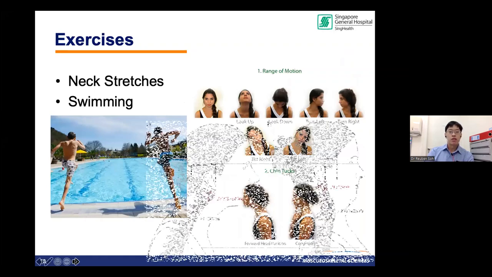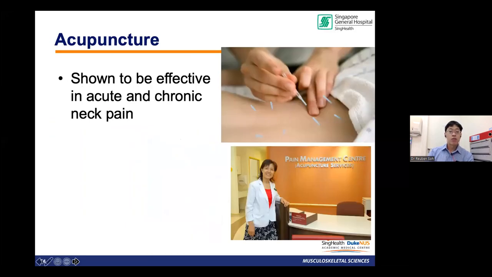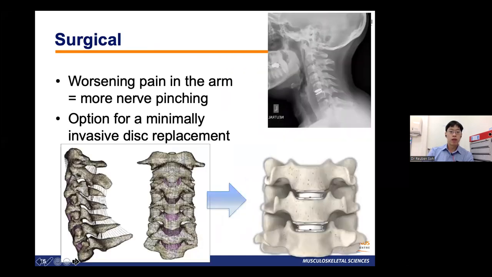And then this is the chin tuck exercise. This chin tuck exercise tries to place the neck more posteriorly, so as to reduce the stress on the joints in the neck. I feel that this is very effective for my patients, and I highly recommend these exercises for them. In addition, when you see your physiotherapist, they do recommend all these exercises as well. Acupuncture has also been shown to be effective in acute and chronic neck pain.